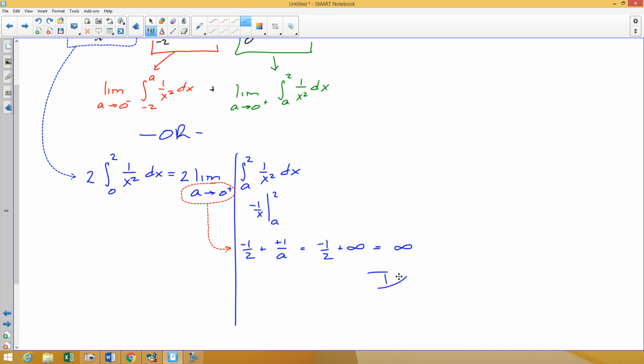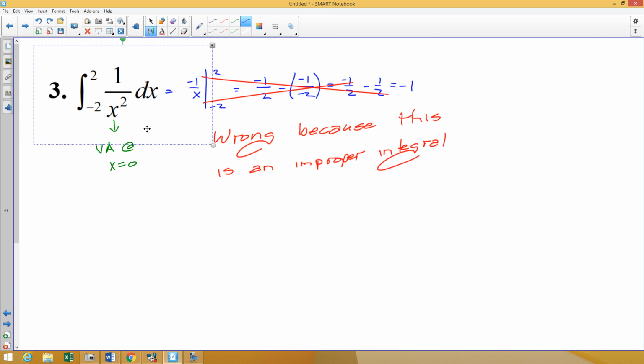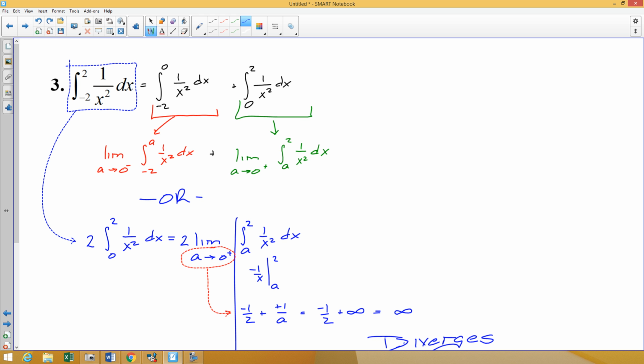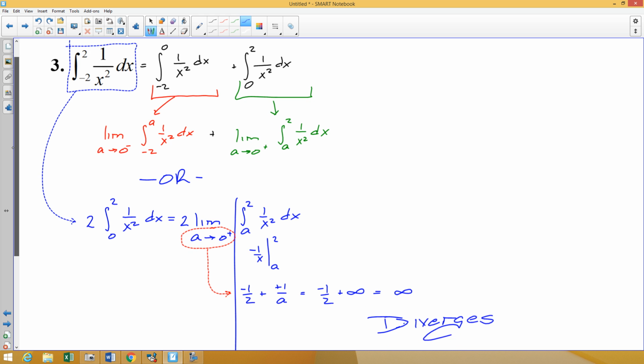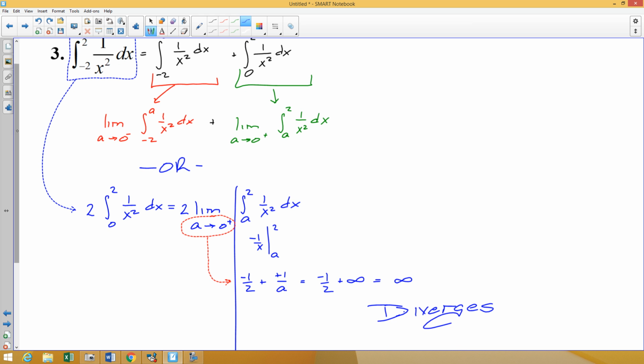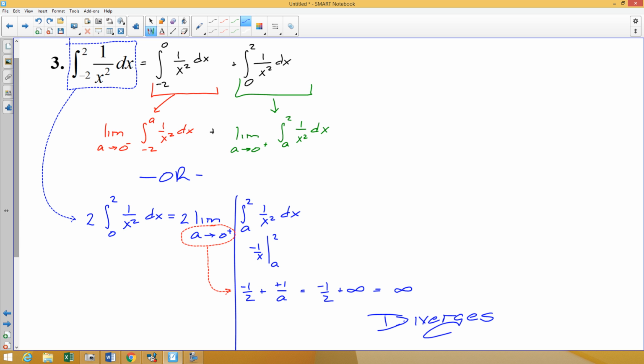which means this thing diverges. So it actually turns out that this is a divergent integral. However, if you work it out incorrectly, you will get a finite answer of -1, and it looks right, but it's not right because you didn't notice the vertical asymptote. So anytime you have a fraction, you should always be aware of any vertical asymptotes, any discontinuities, something along those lines that would make your problem a little bit wonky.